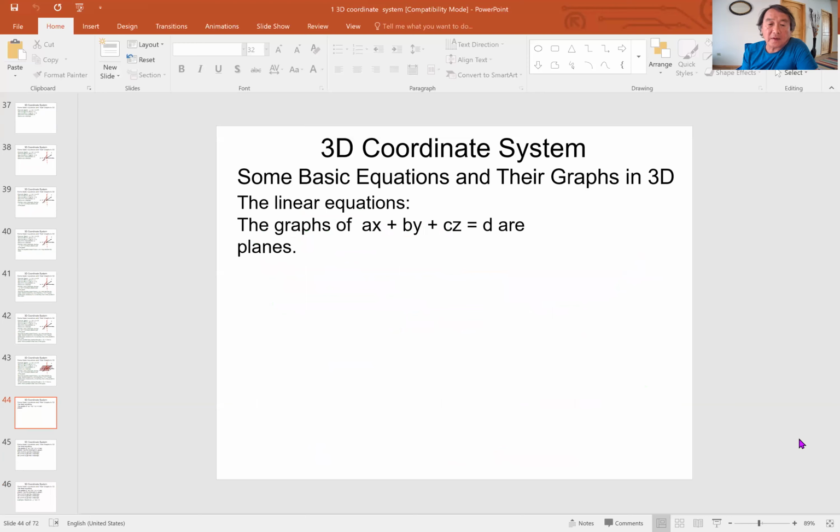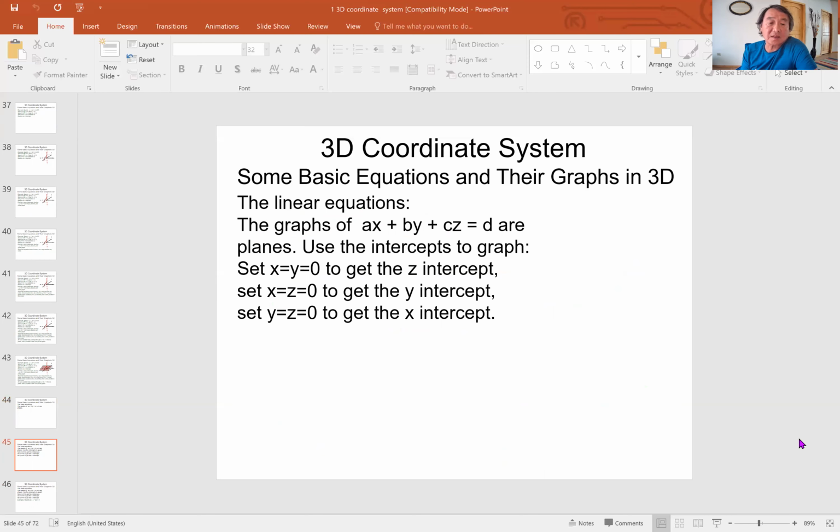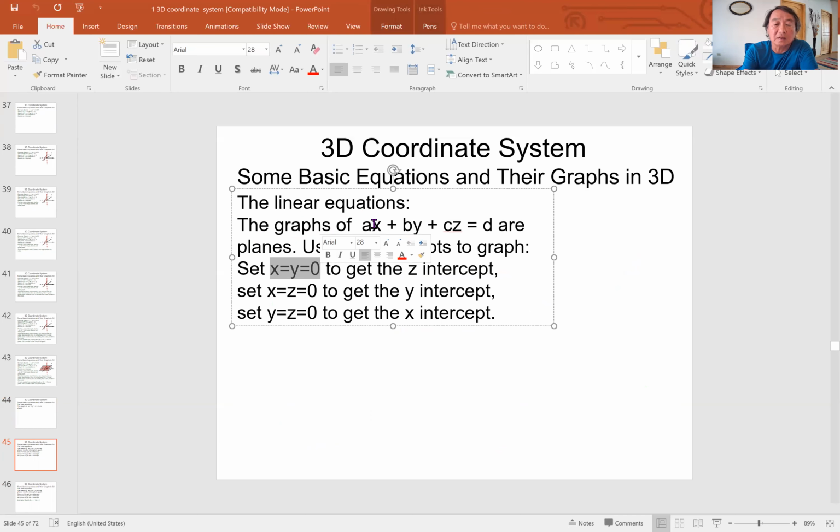And what happens if I have an equation now, where I have all three letters there? Well, this is one way to graph it. Alternately, we set two of them to be 0. For instance, if I set x and y, the variables in the equation, to be 0, I will get z equal to something, and that will be the intercept point on the z-axis.